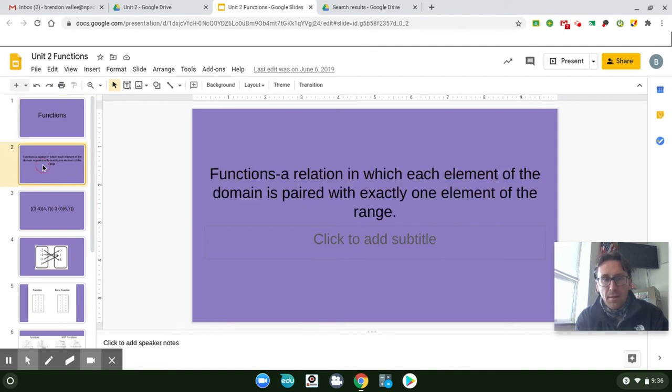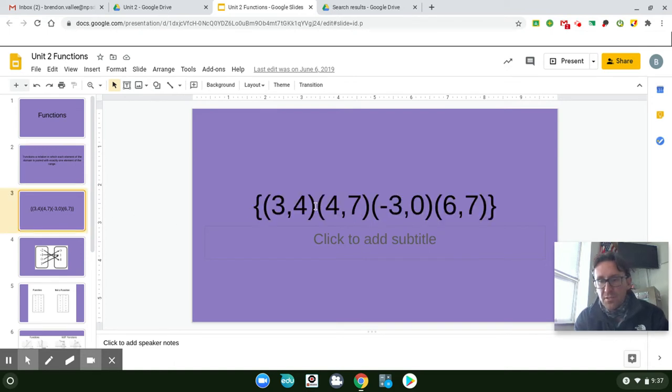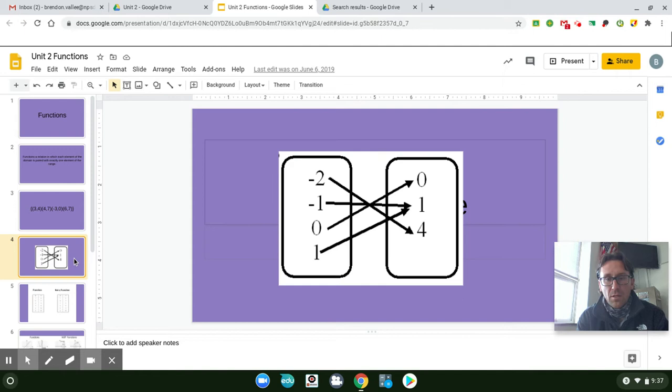Okay, functions. The book definition says a function is a relation in which each element of the domain is paired with exactly one element of the range. What does that mean? That just means that the x's cannot repeat. So if we look at this function right here, my x's are 3, 4, -3, and 6. So that means my x's do not repeat, so this is a function.